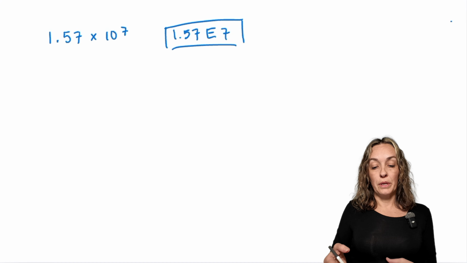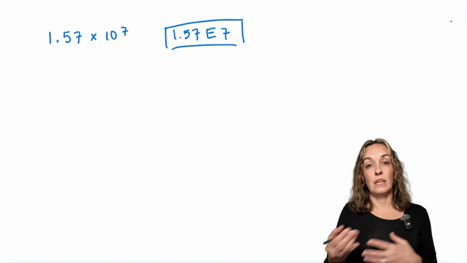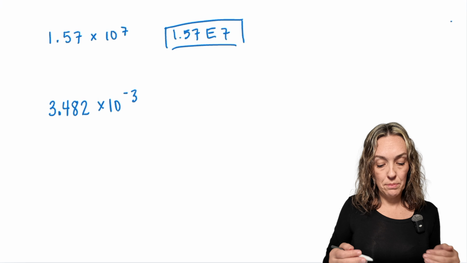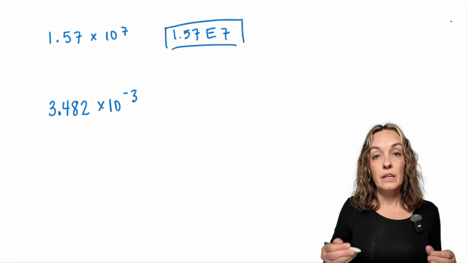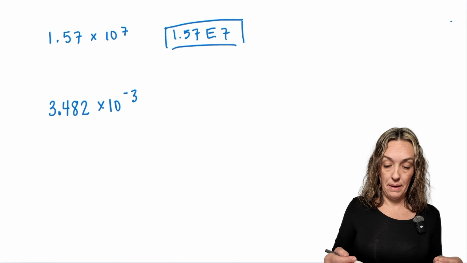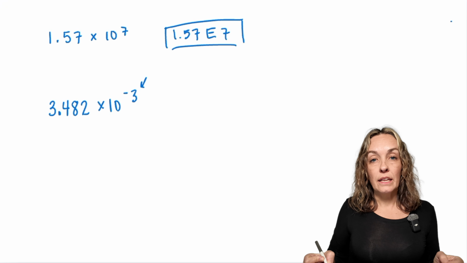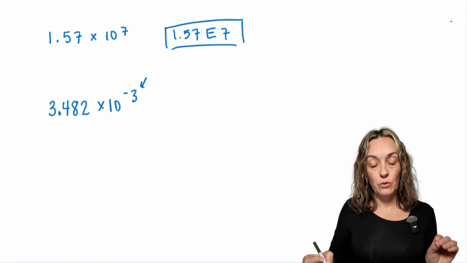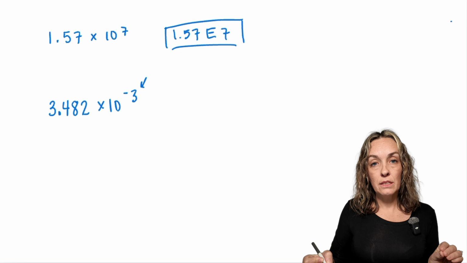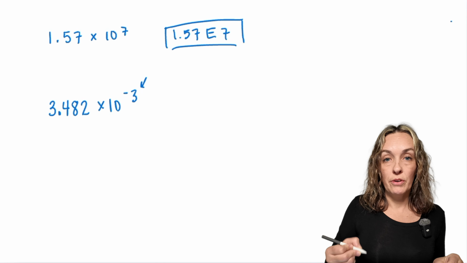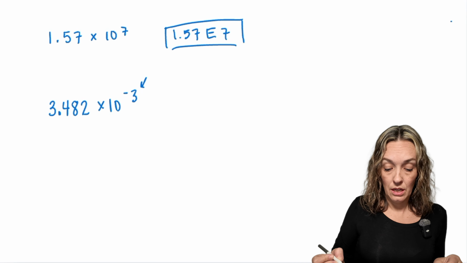Let's do an example where we go from scientific notation into standard notation. This time for my example, I have 3.482 times 10 to the negative 3rd power. Remember that this number here is telling you how many places you need to move the decimal. So I need to move the decimal 3 places, but I need to make sure that I move it 3 places in the correct direction.